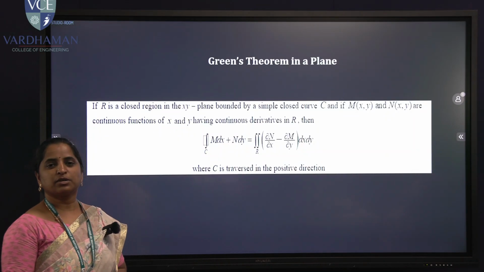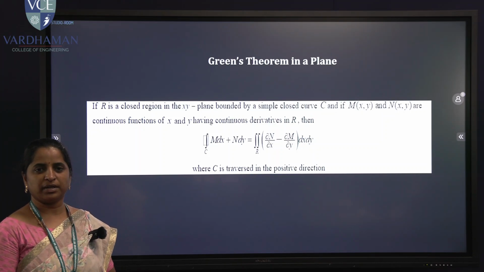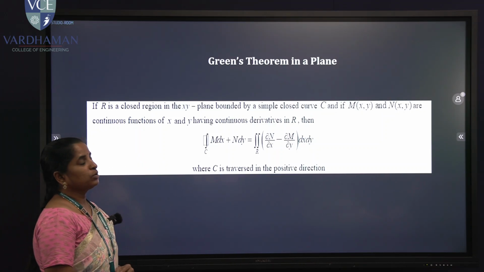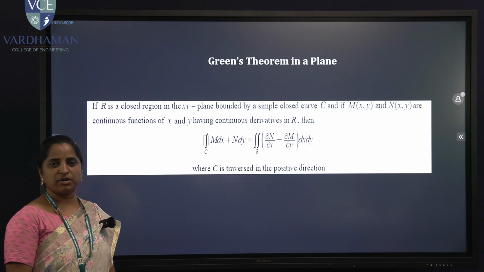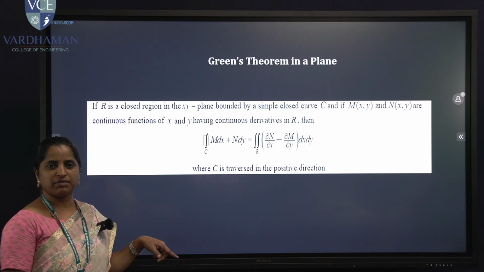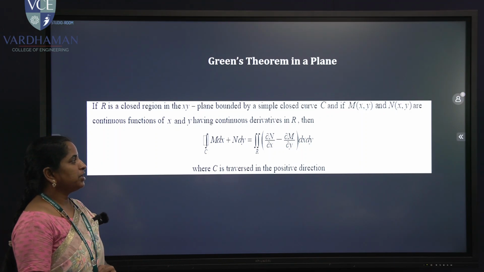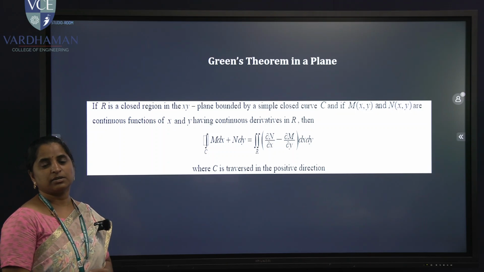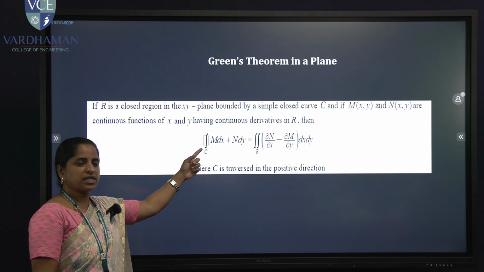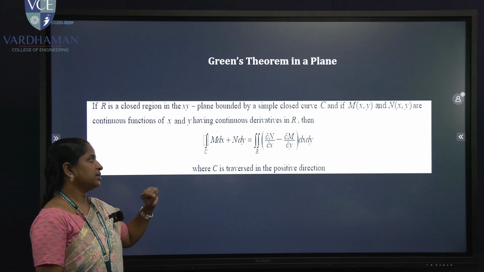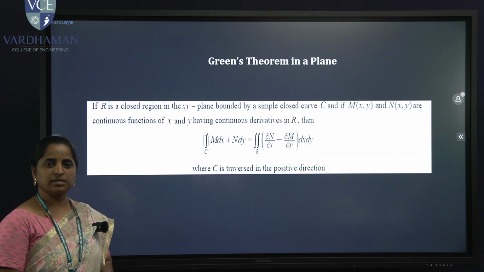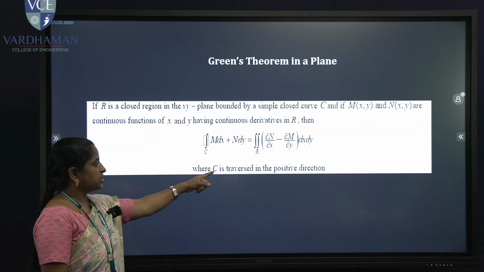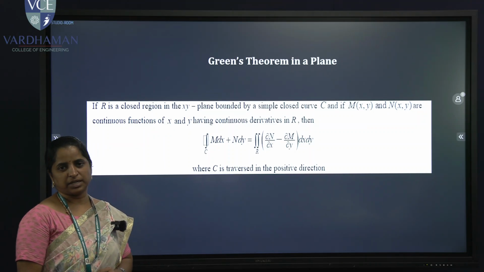If capital R is a closed region in the xy plane bounded by a simple closed curve C, and if M of x comma y and N of x comma y are continuous functions in x and y having continuous derivatives in R, then the closed integral over C of M dx plus N dy equals the double integral over R of (∂N/∂x minus ∂M/∂y) dx dy, where C is traversed in a positive direction.